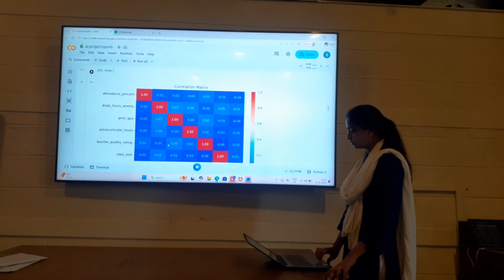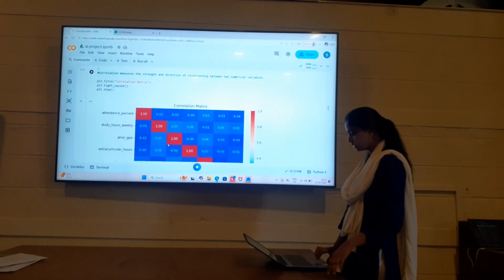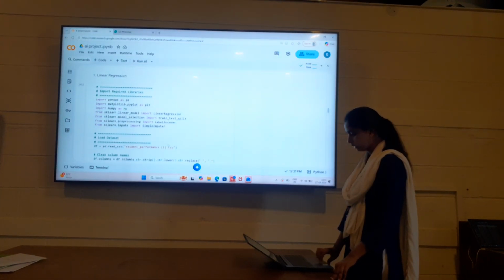It is a correlation matrix, where correlation measures the strength and direction of the relationship between two numerical values. It ranges from 1 to -1.